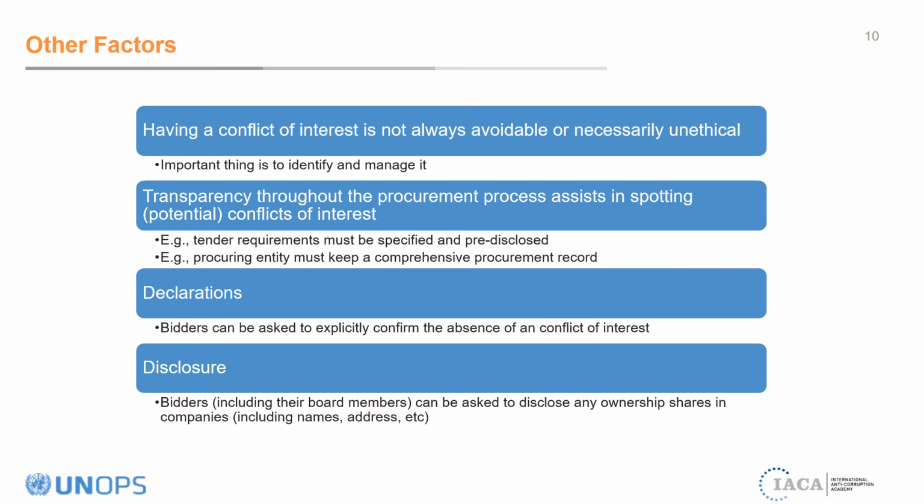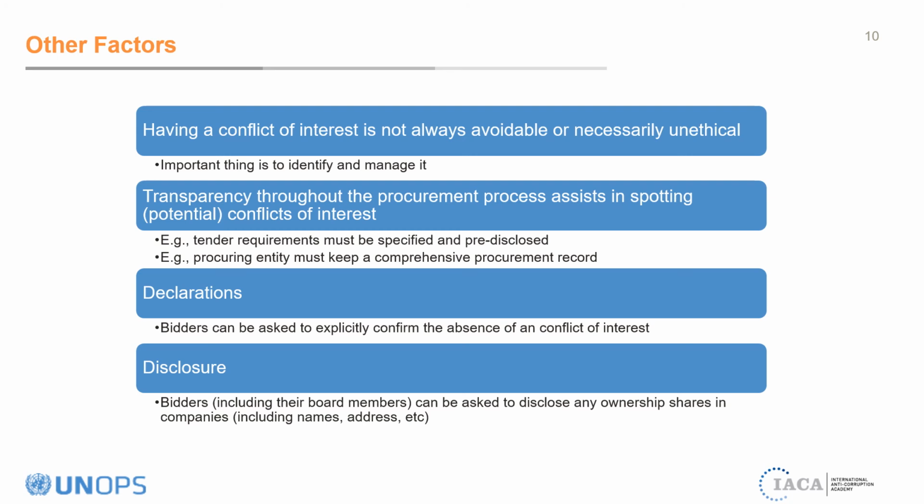That calls for transparency throughout the procurement process, which assists in spotting potential conflicts of interest. The more transparent, the more open a procurement process is, the more likely it is that conflicts of interest will be recognized. For example, tender requirements should be specified and pre-disclosed. Once the tender requirements are well-defined and public, it's easier to identify those vendors that might have a conflict of interest. The procuring entity should keep a comprehensive procurement record so the procuring entity can identify potential conflicts of interest.